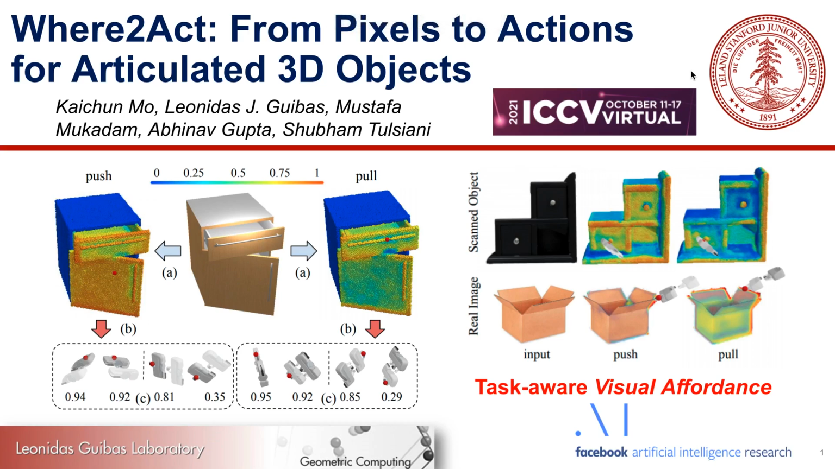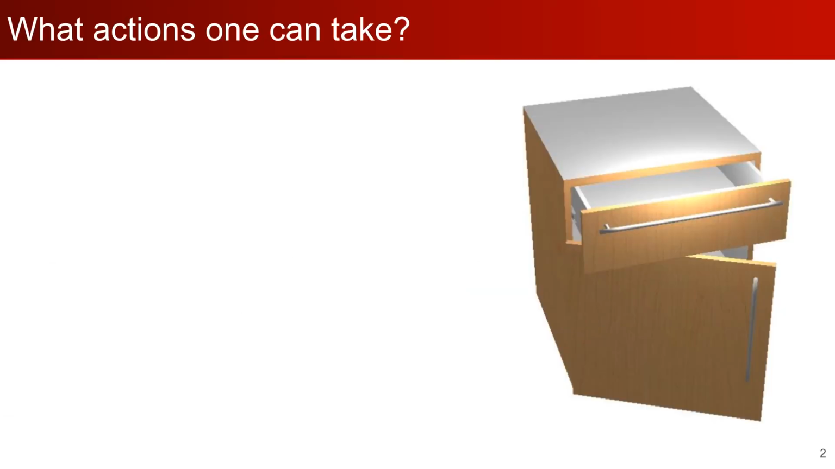We present Where2Act, from pixels to actions for articulated 3D objects. Imagine that you are presented with this cabinet, with an articulated door and drawer. What actions can you take on it?